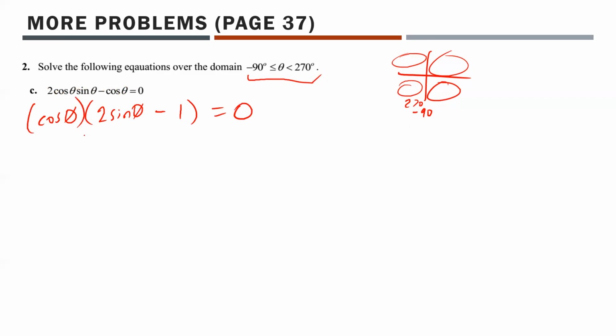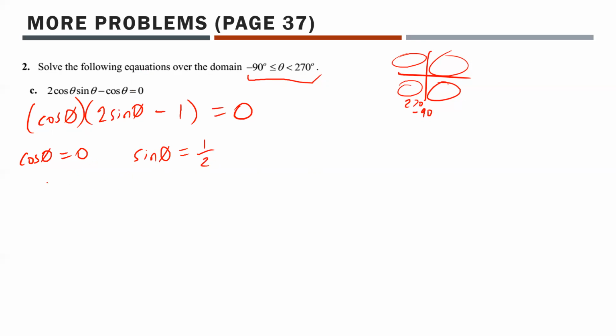Notice just in one step there, technically we now have the factored formula. So either cosine theta equals 0, as it would be here, or sine theta equals, if this was all equal to 0, we'd add 1 divided by 2, so sine theta equals positive 1/2.